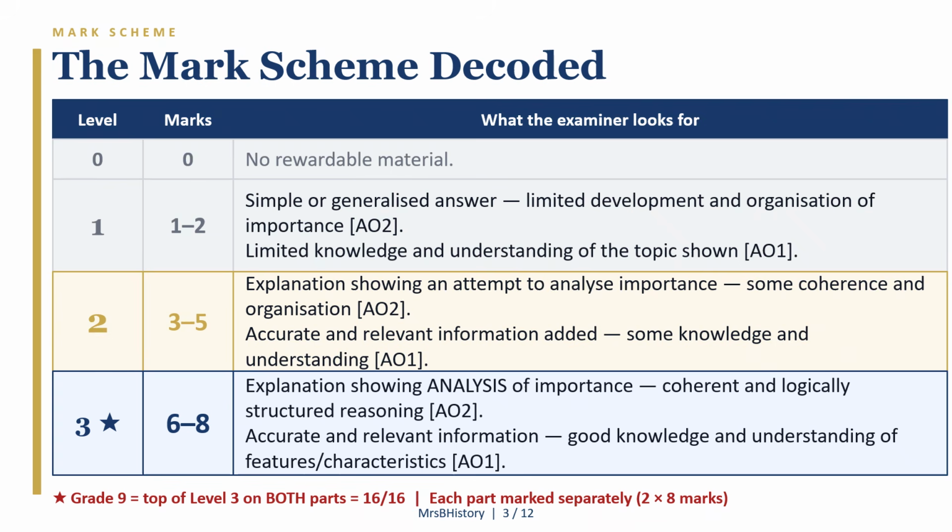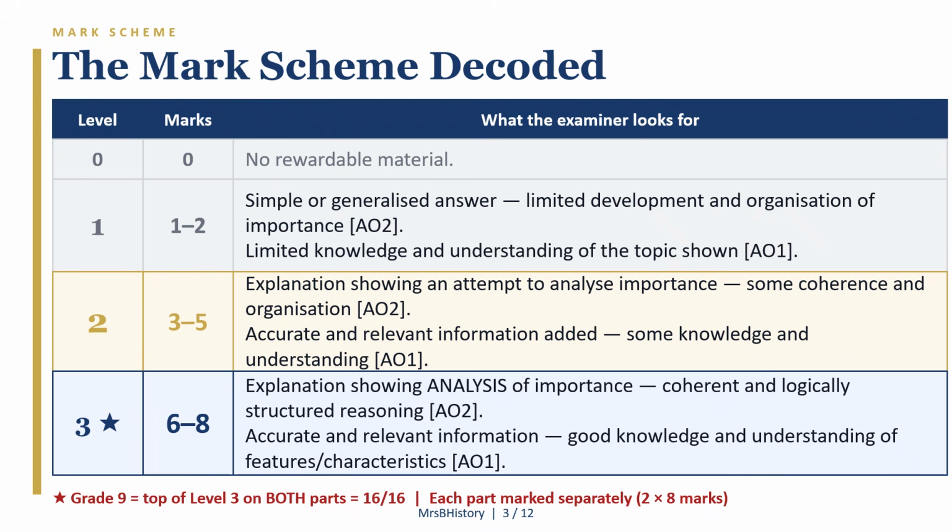Now let's look at the mark scheme, because understanding the levels is what separates a grade 9 from a grade 5. Level 1 gives you 1 to 2 marks. This is for simple or generalised answers. Things like the arms race increased tensions because both sides had more weapons. That's accurate, but it's vague. It doesn't analyse, it simply describes, so therefore it would get you a level 1.